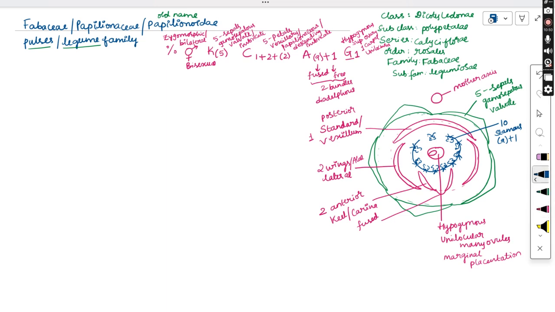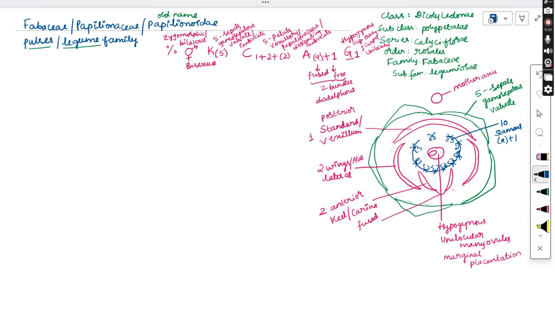So the symmetry shown by the Fabaceae family is zygomorphic or bilateral symmetry, and five sepals are present which are in fused condition, showing the valvate or imbricate type of estivation. Corolla is specially arranged. Vexillary estivation can be seen, 1 plus 2 plus 2 arrangement. Androecium is also specially arranged, 9 as one bundle, 1 as free. So didelphous condition, hypogynous type of ovary.